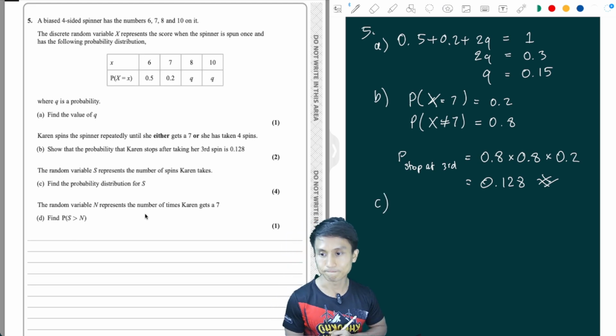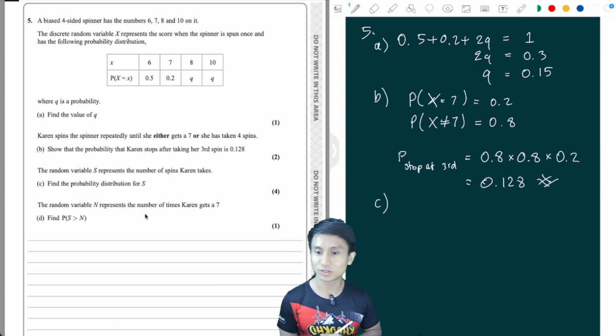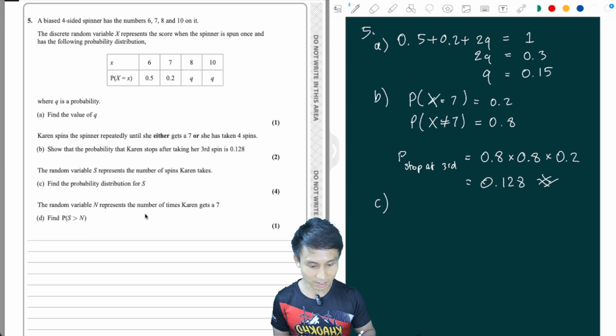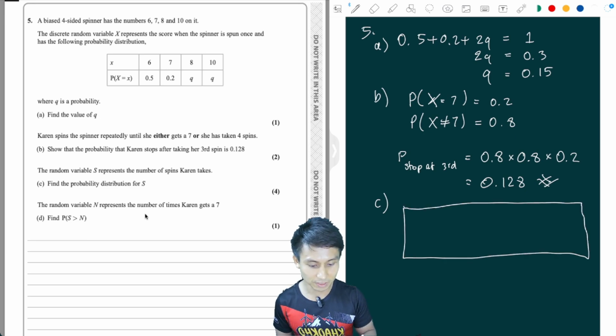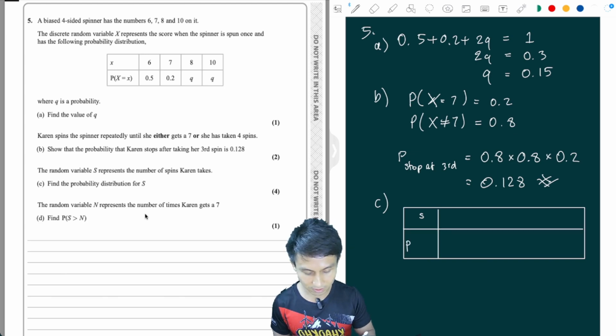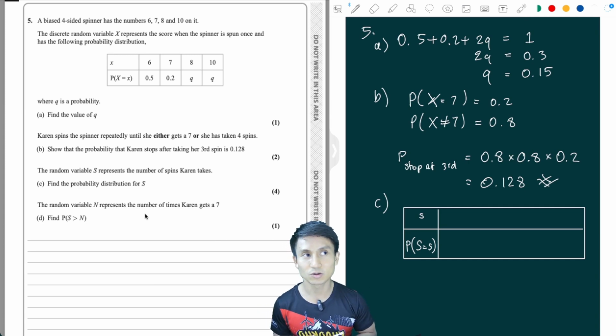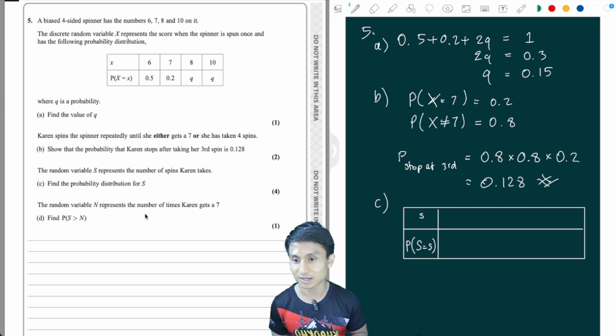Question C. Okay. The random variable S represents the number of spins Karen takes. Find the probability distribution for S. Okay. So, yeah, this is going to be different from the table you're given there because we're dealing with the number of spins that actually occurs. Okay, so if I do a table like this, we're going to have a little s here. And on the second row here, we have big S equals little s. So a little s can be what? It's just the possible outcomes, right? So can we start from 0? That means 0 spins? Not possible. She has to spin something.